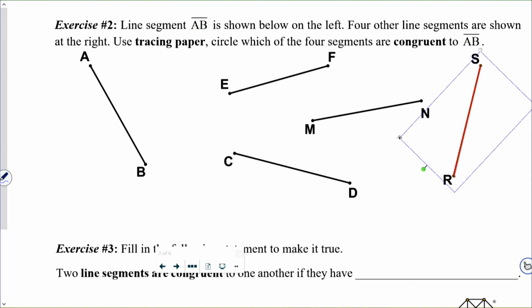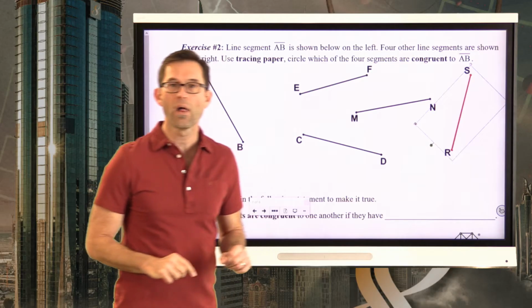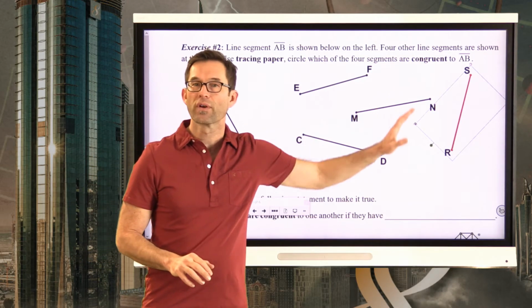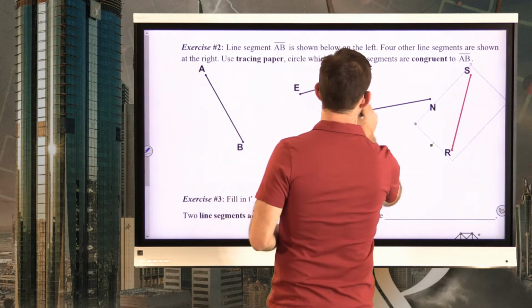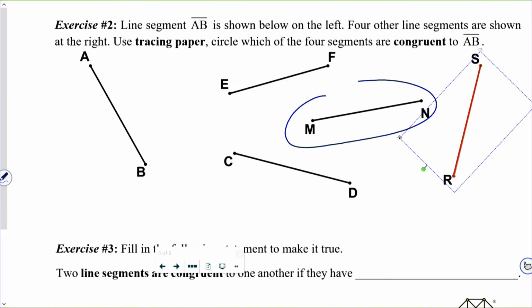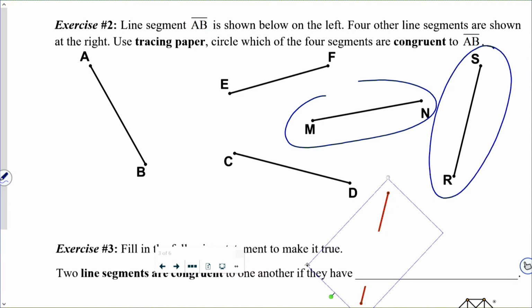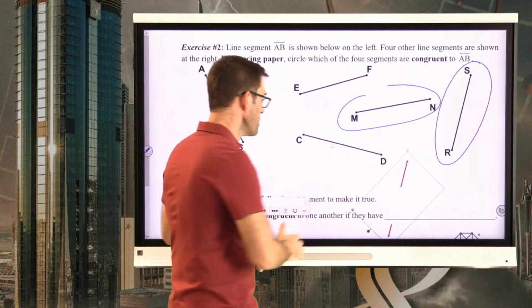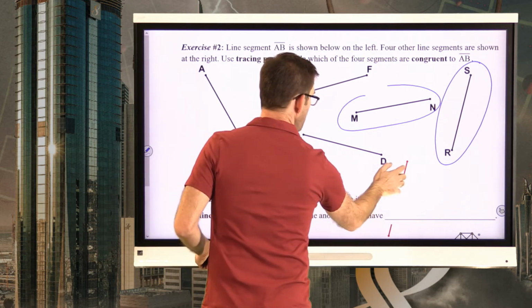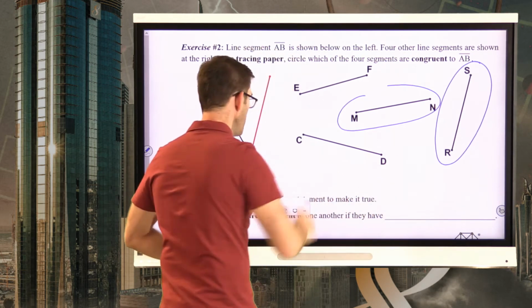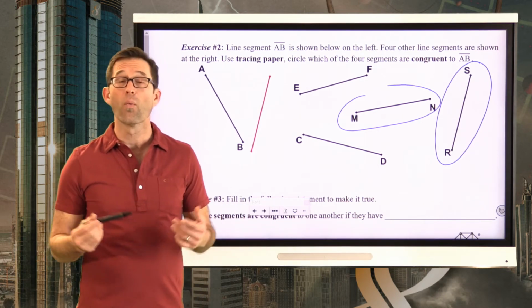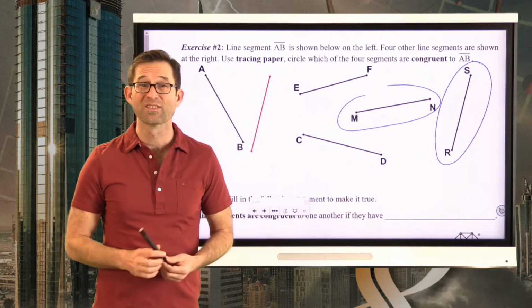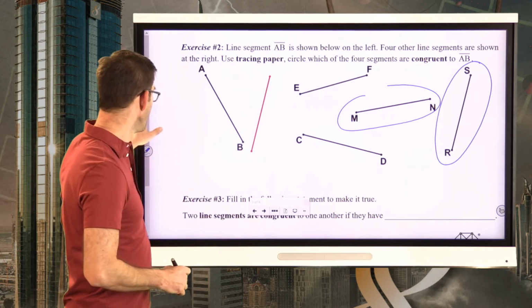All right, let's see. And as well, AB lies perfectly on top of RS. So line segment MN and line segment RS were congruent to line segment, whoops, AB. Okay? Now, we can come to a very simple conclusion about what makes two line segments congruent to one another.